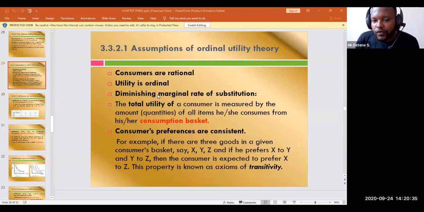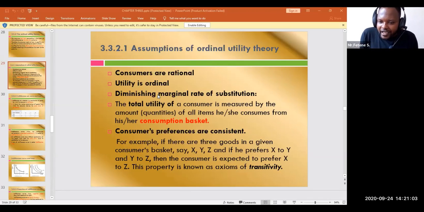Amount or quantity of all items he or she consumes from what? The consumption baskets, meaning total utility, is what we measure with. So the consumer's preferences are consistent, it says. Which means, for example, if there are 3 goods in a given consumer basket, say X, Y, Z, these are what? The goods or commodities.